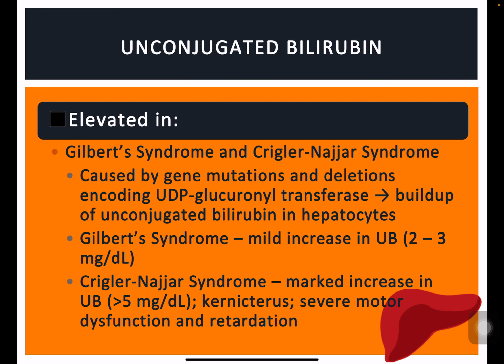It is also elevated in Gilbert syndrome or Crigler-Najjar syndrome, which are caused by gene mutations and deletions in the proteins encoding the UDP glucuronyl transferase. So the unconjugated bilirubin cannot be conjugated, and that's why there is a buildup of unconjugated bilirubin. In Gilbert syndrome, there is only a mild increase in unconjugated bilirubin, while in Crigler-Najjar syndrome, there is a marked increase associated with kernicterus and severe motor dysfunction and retardation.